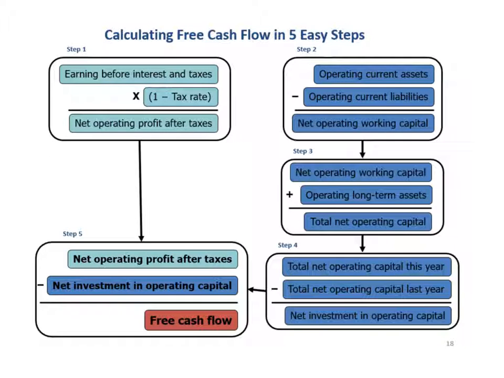Now, step 2, if we go back to the flowchart, is to calculate the net operating working capital. We actually need to calculate the net operating working capital for 2 years, this year and last year. Operating working capital is the operating current assets minus operating current liabilities, and we will find these numbers from the balance sheet.